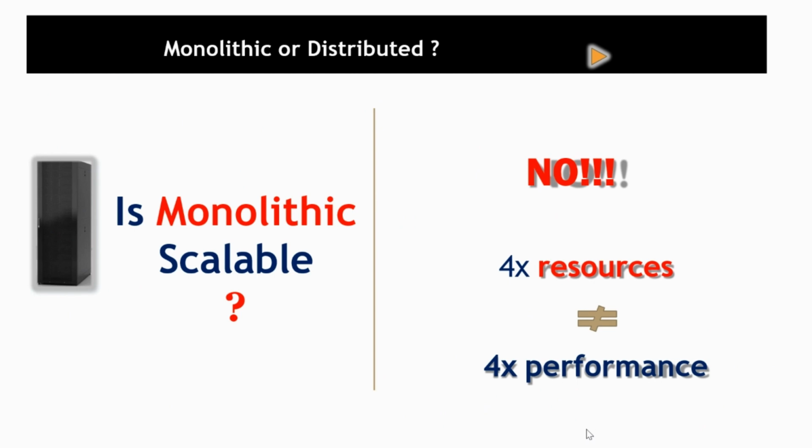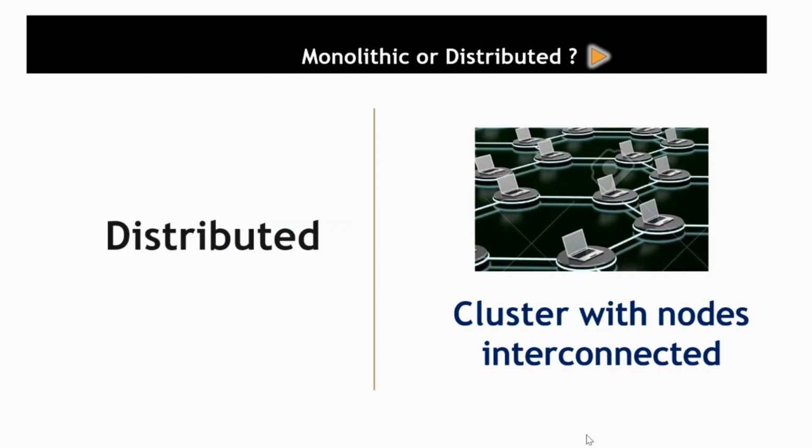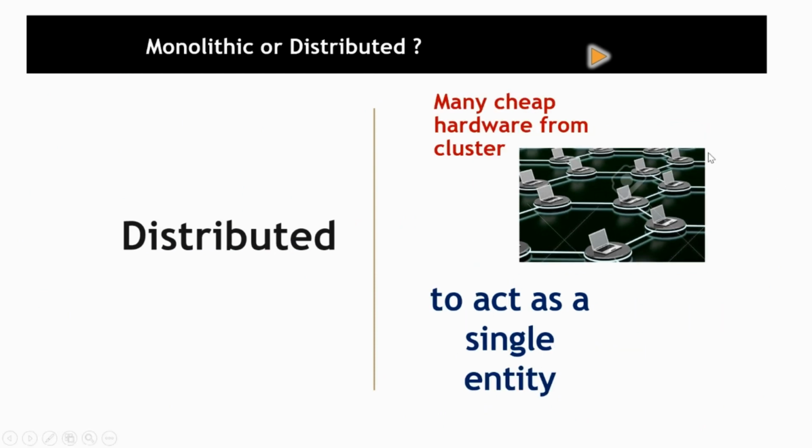But in the case of distributed, these are clusters with nodes interconnected. All these systems are nodes, and all the nodes connected with each other create a cluster. Many cheap hardware form a cluster. All the systems have very cheap hardware. Each hard disk will be used for storage, and its RAM will be used for processing. So these are very easily scalable, many cheap hardwares.